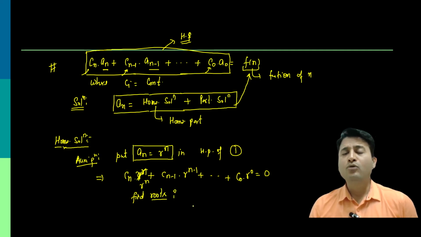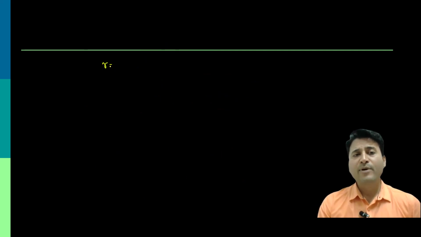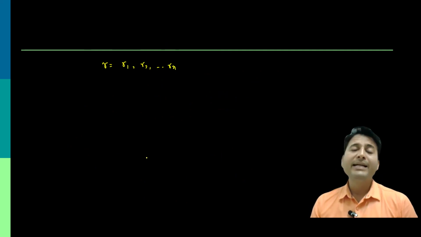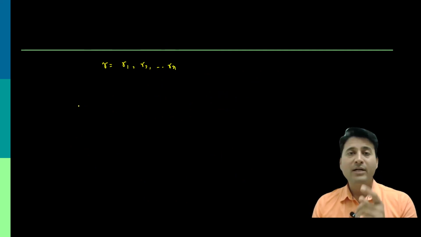Suppose that the roots of this equation come out as r1, r2, up to rn. Now depending on the nature of the roots, the homogeneous solution will be written. As in differential equation solutions, we do have three cases: real equal, real unequal, and complex. Over here, we are only considering two cases for writing the homogeneous solution.